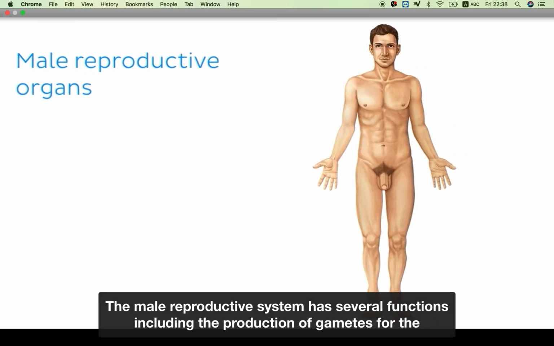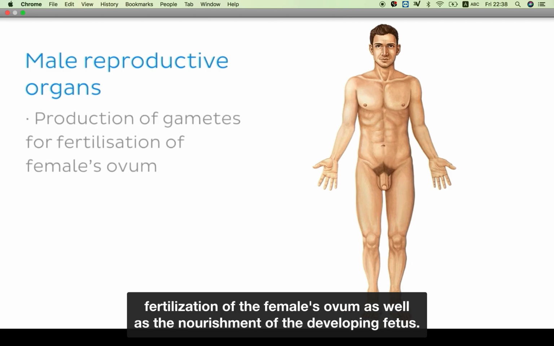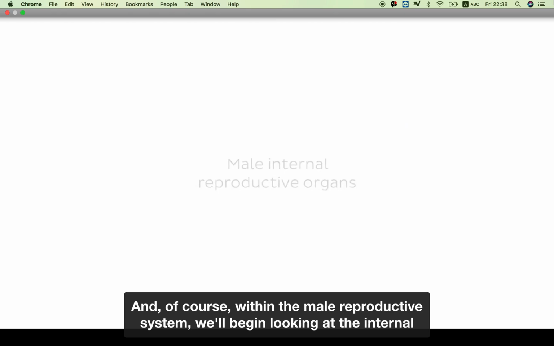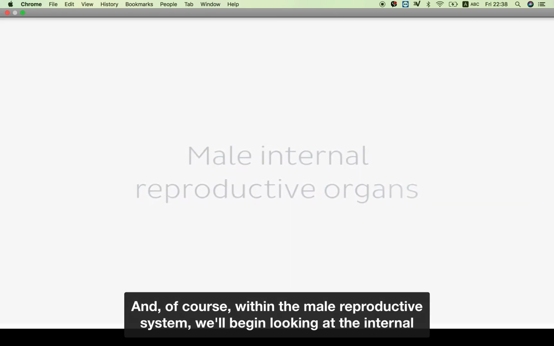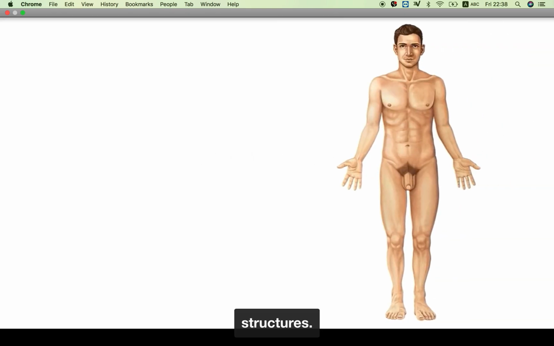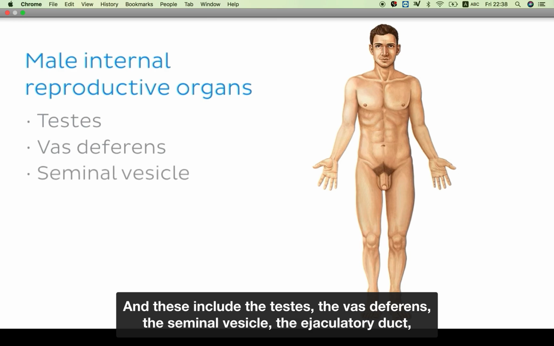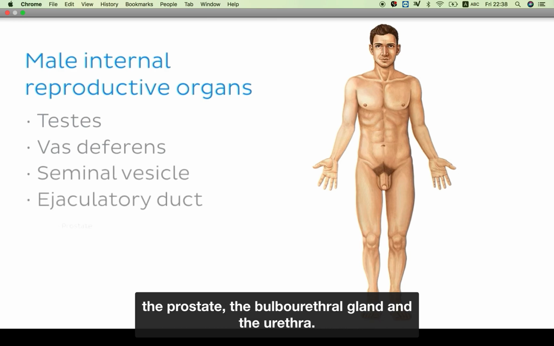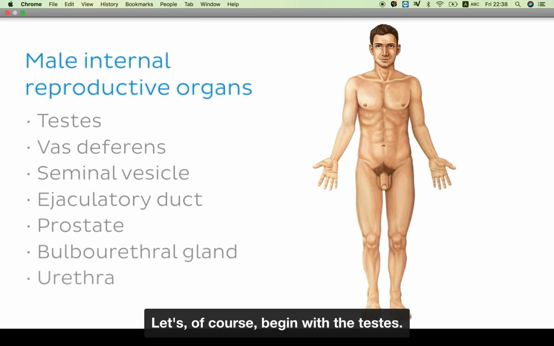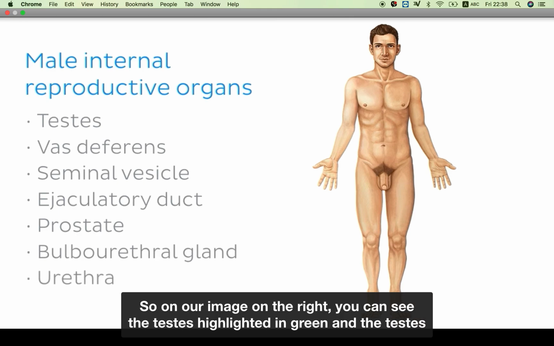The male reproductive system has several functions, including the production of gametes for the fertilization of the female's ovum, as well as the nourishment of the developing fetus. And of course, within the male reproductive system, we'll begin looking at the internal structures. And these include the testes, the vas deferens, the seminal vesicle, the ejaculatory duct, the prostate, the bulbourethral gland, and the urethra. Let's of course begin with the testes.